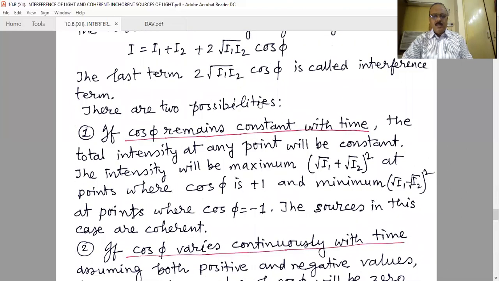To understand these points, one thing should be clear. Light coming from the two different sources meets at a point. Suppose we get constructive interference, but only momentarily. With respect to time, light must be coming continuously from the source for us to see anything.